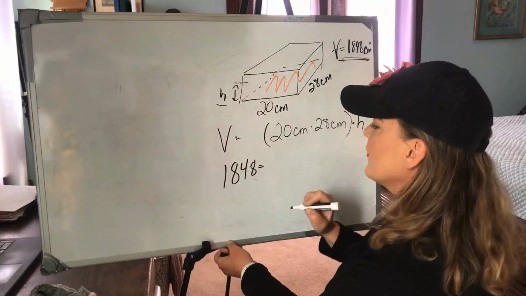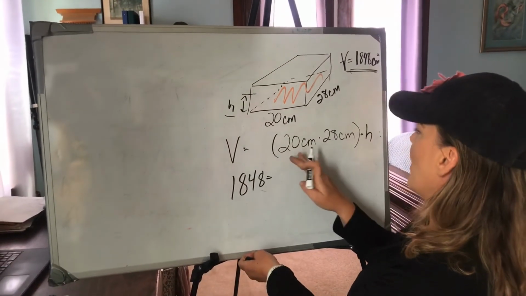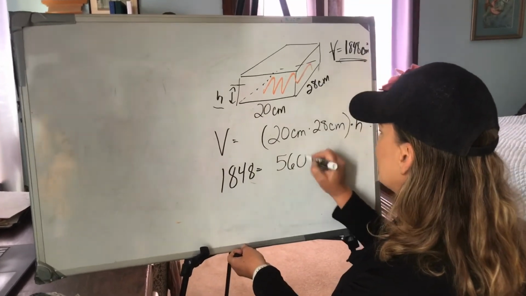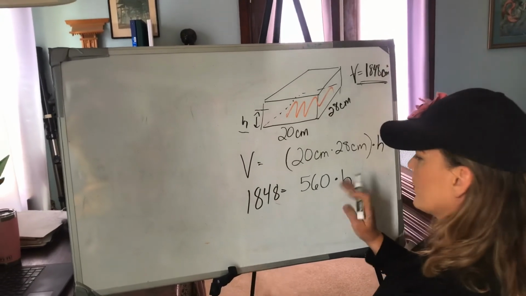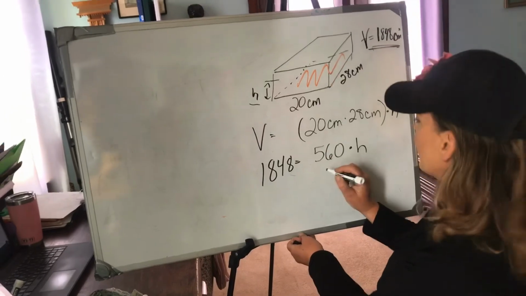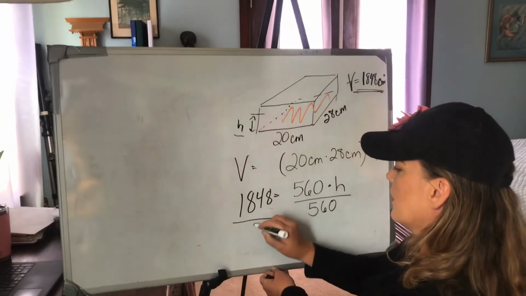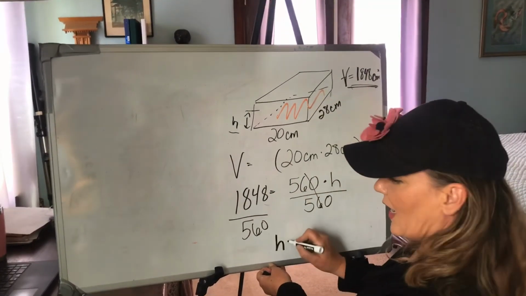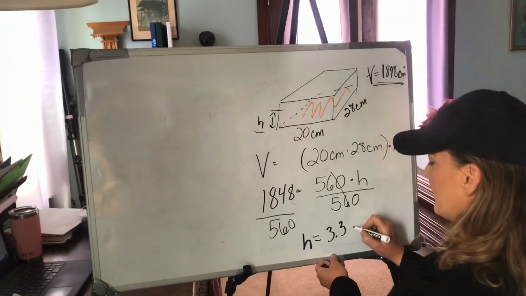I'm going to leave off my units right now, just because it gets kind of messy with my variable. Now I have 20 times 28, which is 560, times the height. So now I have a one-step equation with one variable. So in order to solve this, all I have to do is divide both sides by 560. These cancel out, and I'm left with h is equal to 3.3. And this unit is going to be centimeters.